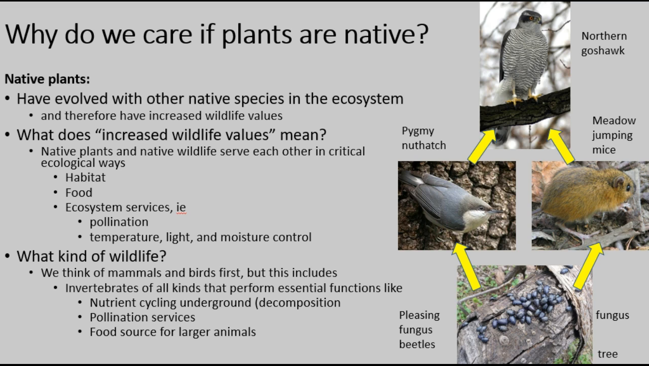So when we're talking about wildlife, we want to expand our view. We don't want to just think about the warm and fuzzies and the pretty birds. We want to think about how wildlife includes all of the invertebrates that perform essential functions in our landscape, like nutrient cycling underground, those pollination services we just talked about, or by being a food source for rodents, birds, etc., who are then eaten by organisms in higher trophic levels.